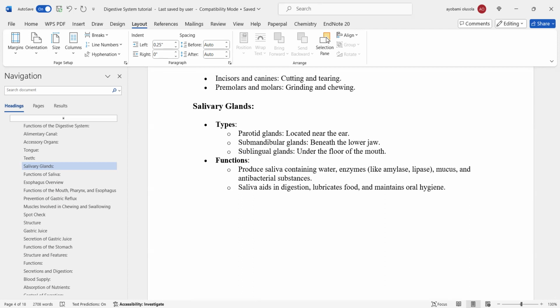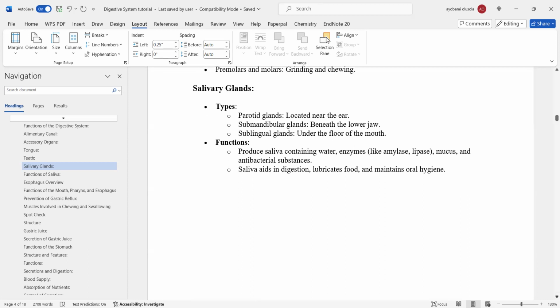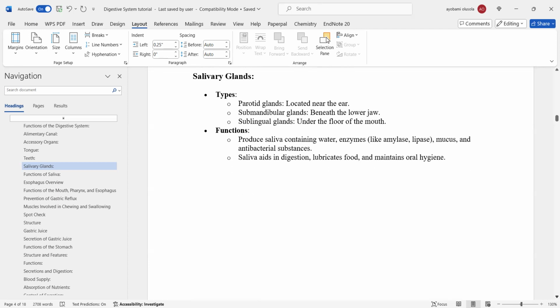Now, what are the functions of the salivary gland? The salivary gland is also a type of exocrine gland, not an endocrine gland, unlike the endocrine gland that secretes into the systemic circulation. Exocrine glands secrete into ducts. So what are the functions of the salivary glands?